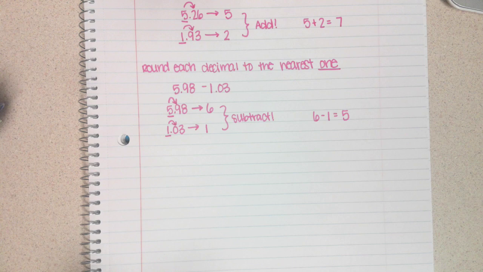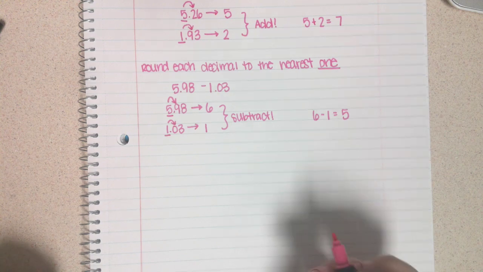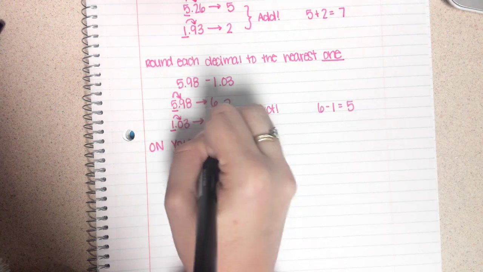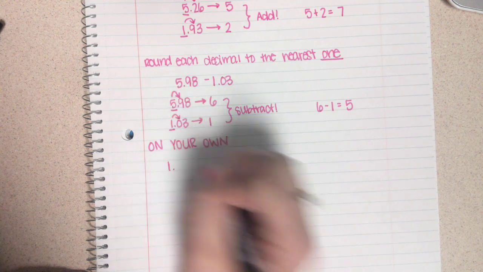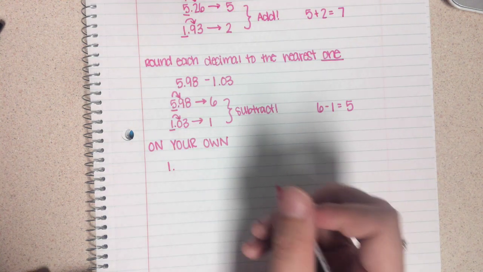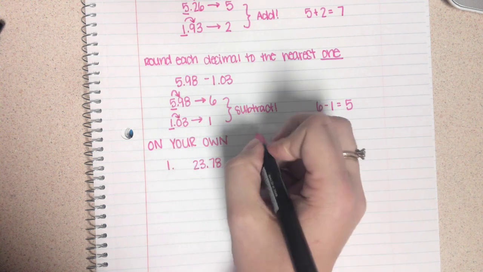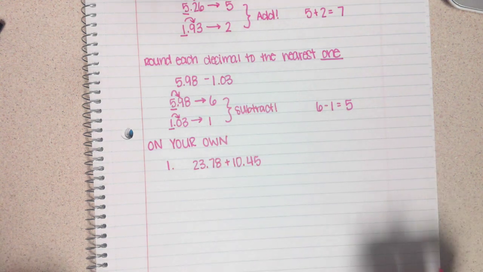Pretty easy peasy. Okay, so now I'm going to give you a couple problems to do by yourself. And again, you need to show Mrs. Jenkins before you can move on to your homework. Okay, so here we go. Here are your 2 on your own problems. The first one I want you to try on your own is going to be 23.78 plus 10.45. Round both of these to the nearest 10.